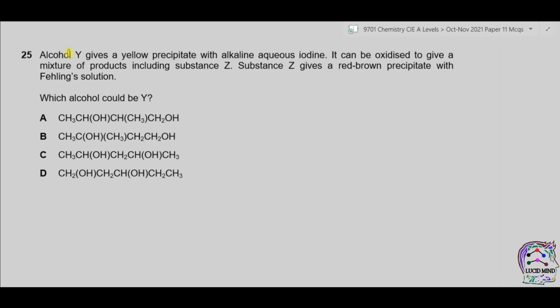Question 25. Alcohol Y gives a yellow precipitate with alkaline aqueous iodine. It can be oxidized to give a mixture of products including substance Z. Now substance Z gives a red-brown precipitate with Fehling's solution. Which alcohol could be Y? Now the substance that gives a red-brown precipitate with Fehling's solution is aldehyde. The functional group is CHO or C double bond O H. In the question, we have alcohol functional group that are given.